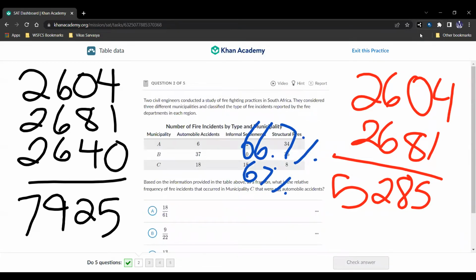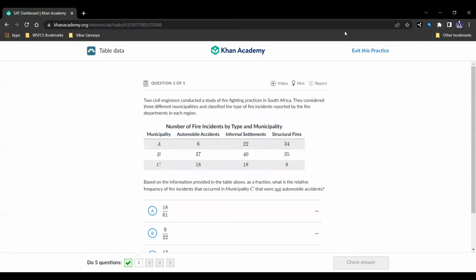All right, next question, here we are. 2 civil engineers conducted a study of firefighting practices in Africa. They considered 3 different municipalities and classified the types of fire incidents reported by the fire departments in each region. Number of fire incidents by type and municipality. So we have municipality A, B, and C. We have automobile accidents, informal settlements, and structural fires listed in the table above.